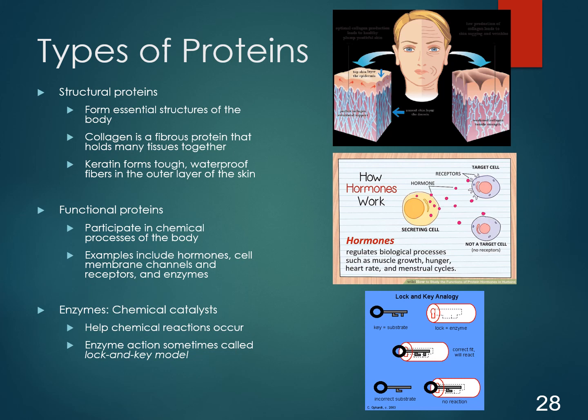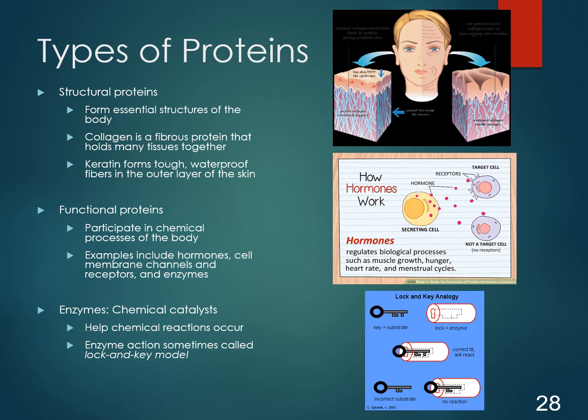Now, functional proteins participate in chemical processes of the body. These are different types of hormones, growth factors, and cellular membrane channels that move different types of atoms and components in and out of the cell.